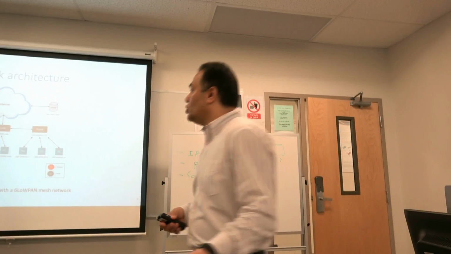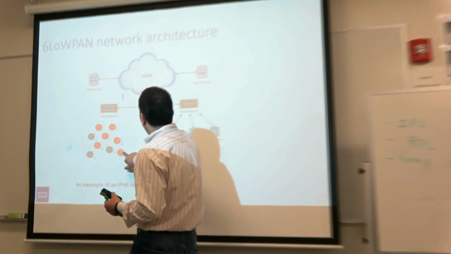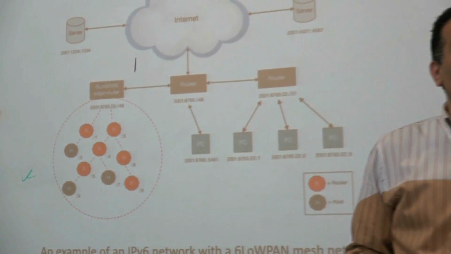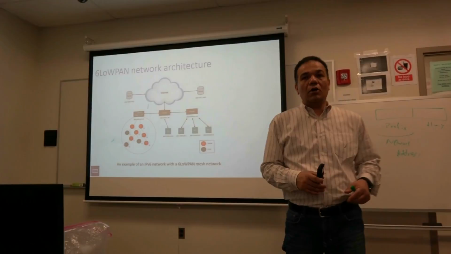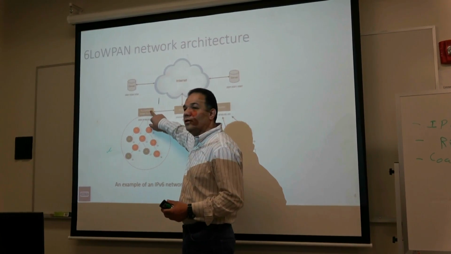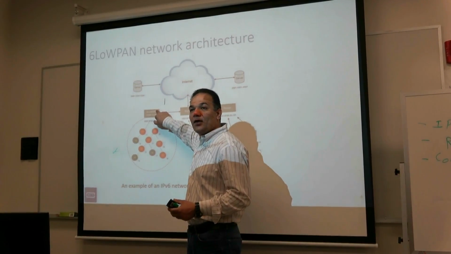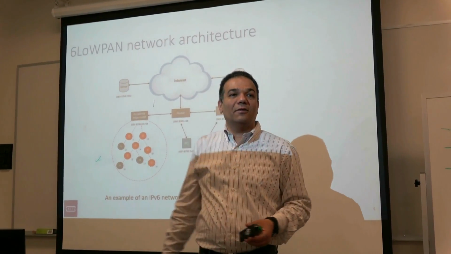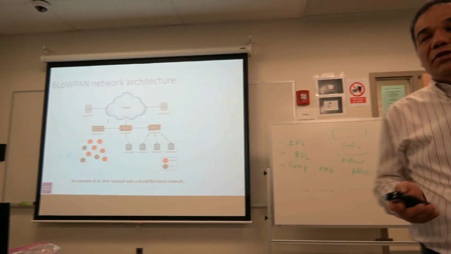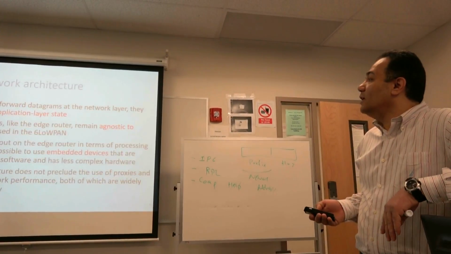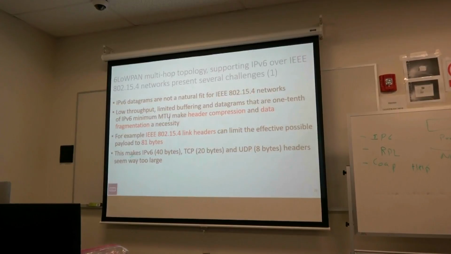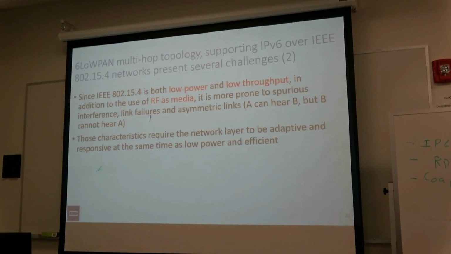Now your question: if this one would like to communicate with this one, does it need to include the prefix? No. Why? Because this one cannot send directly to this. It has to go to the edge router. The edge router can put in the full address and send it out. So we compress not only the address, we compress many things. I'll show you some examples. Where did I stop?